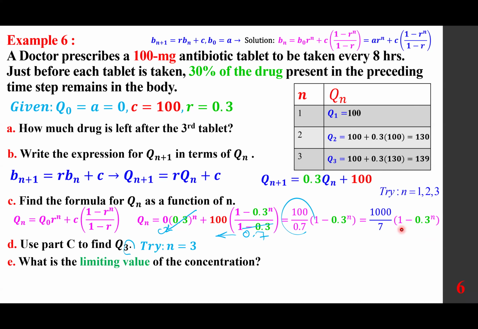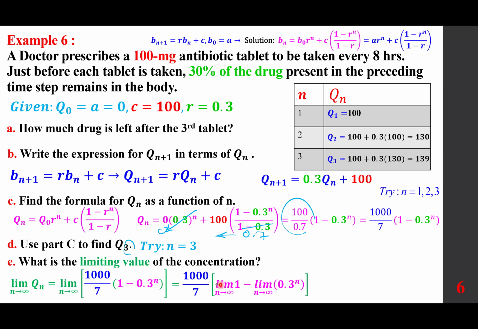What is the limiting value? Let's take a limit. We're going to use the limit laws. We're going to take a limit of this piece and that piece separately. This is a constant, and the limit of a constant is always itself. And this number, 0.3, is between -1 and 1, and this limit goes to 0. So you get 1,000 over 7 precisely, roughly 142.857.